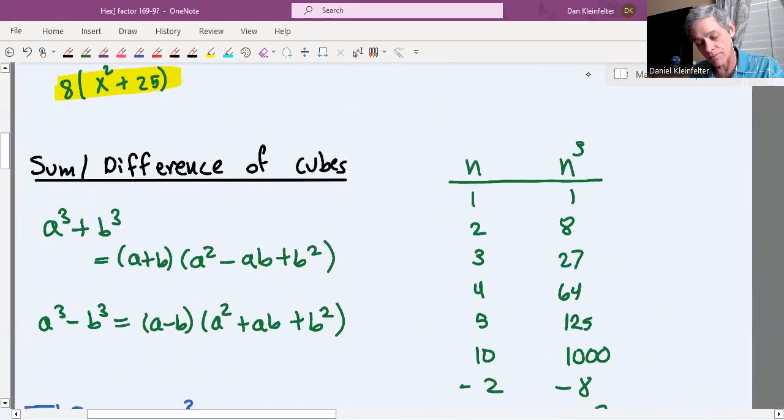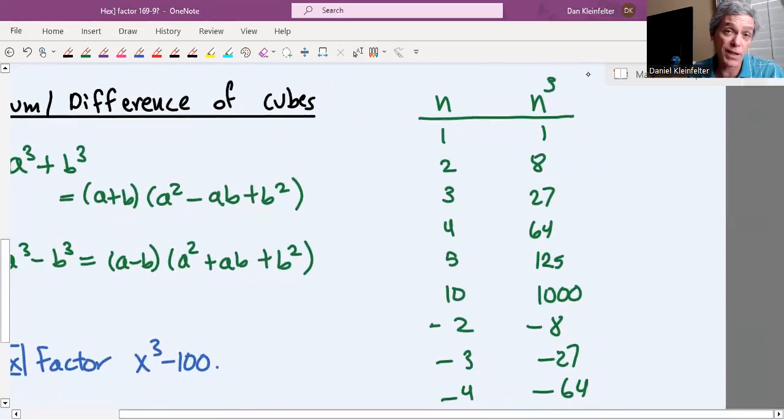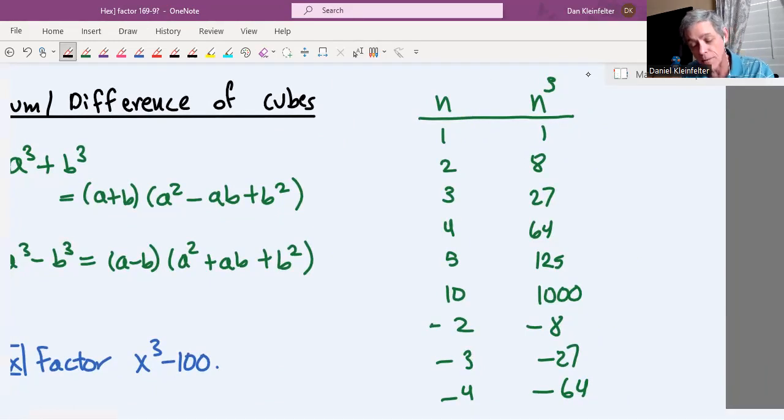To do that, we need to talk about what perfect cubes are, because those are a little bit less familiar than perfect squares. So I made a table of some of the more commonly occurring ones that we'll need. Down the left column, we have n. The right column, we have n cubed. So we have cubes. 1 cubed is 1, 2 cubed is 8, 3 cubed is 27, and so on, all the way down.